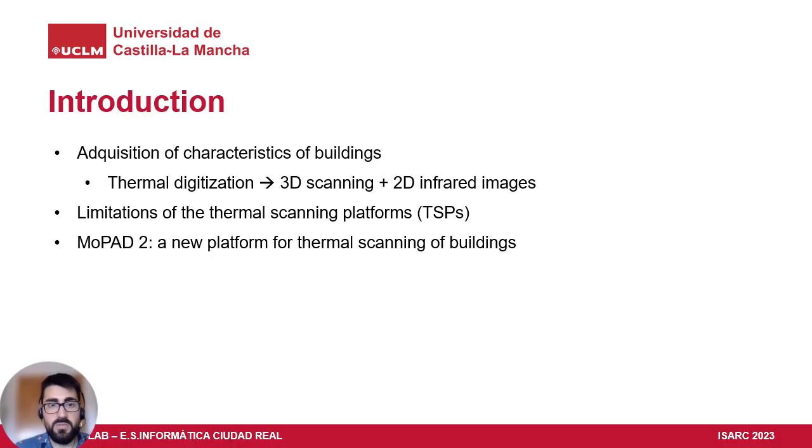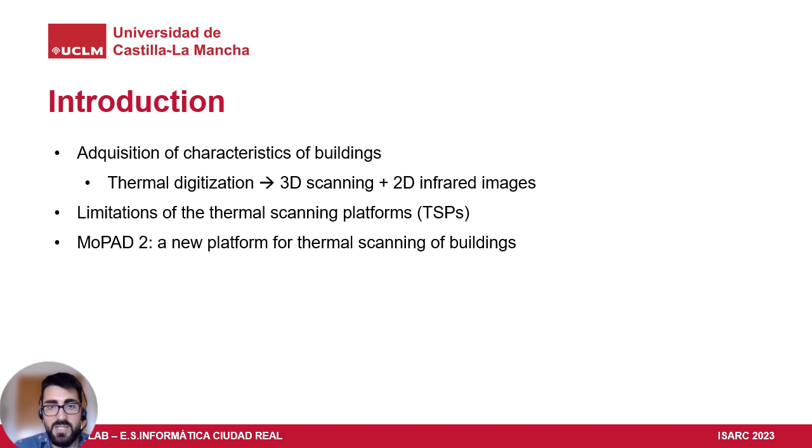The use of robots facilitates the creation of 3D models of buildings as it reduces the time required and improves the accuracy of the data collected. In the case of thermal digitization, thermal scanning platforms allow the monitoring of buildings by providing 3D points of the envelopes of the building at their corresponding temperatures. With this, you can create a thermal point cloud.